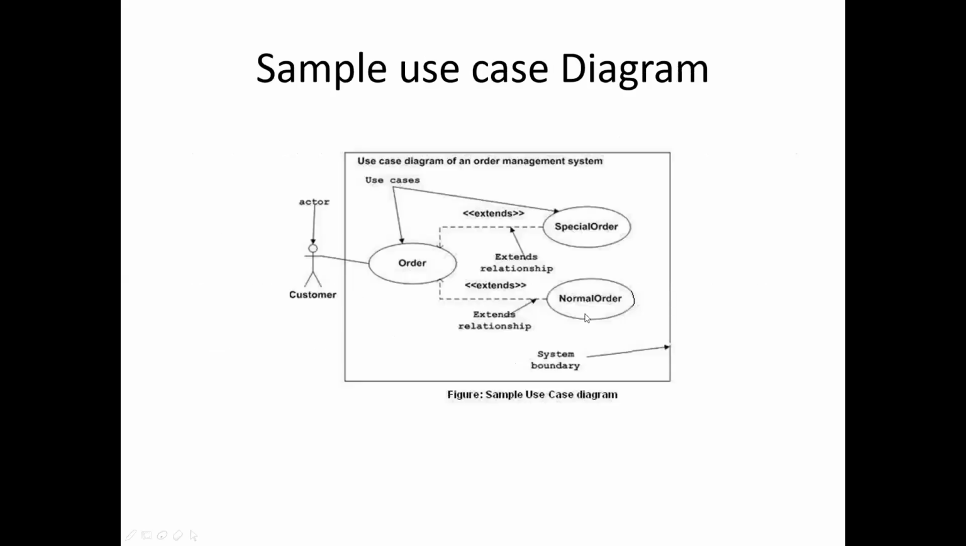This is a sample use case diagram, where the customer is the actor and he gives an order, either a special order or a normal order. The relationship between the special order and the normal order is called an extend relationship. We cannot specify all those relationships in this diagram, so we must add some notes. In this way, we draw the use case diagram.